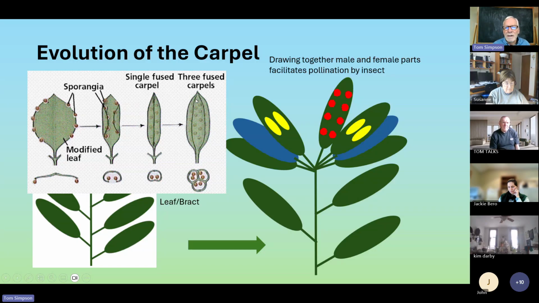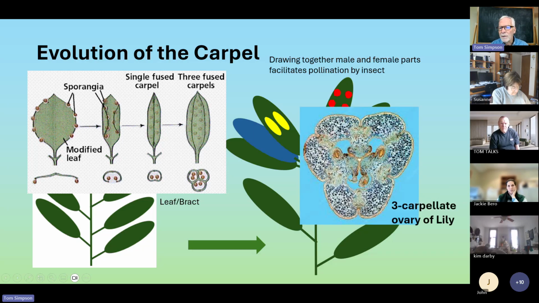Obviously, when that happens, it has to develop a style and a stigma out here for the pollen grains to land on. But this is the origin of the flowering plant, where the leaf folds over, includes those female structures on the inside of the leaf, in the vessel of the inside of the leaf. That's the ovary.